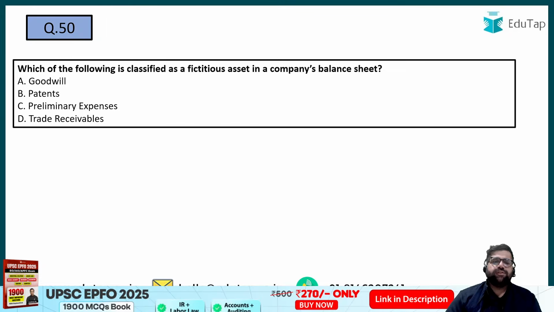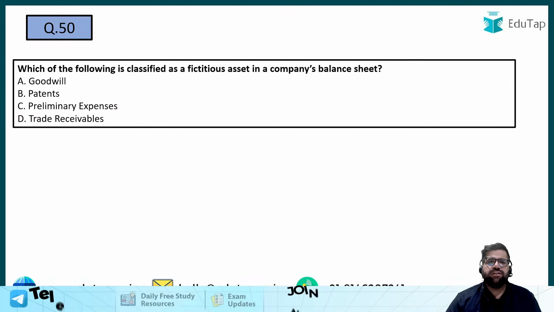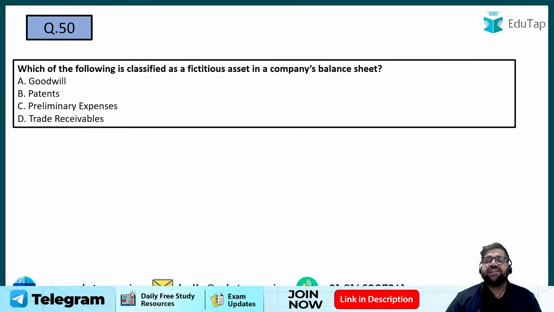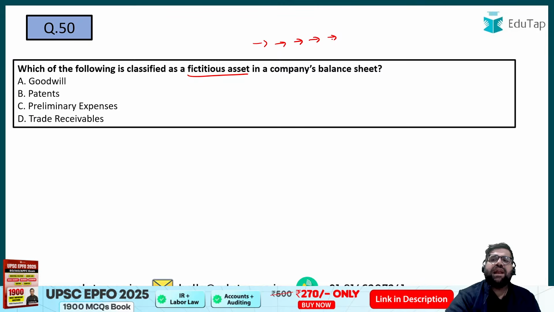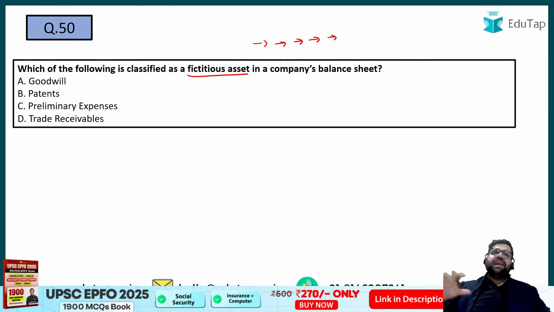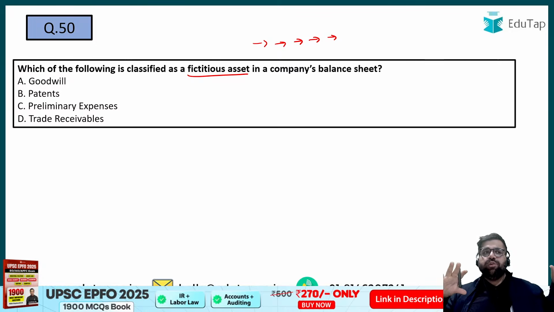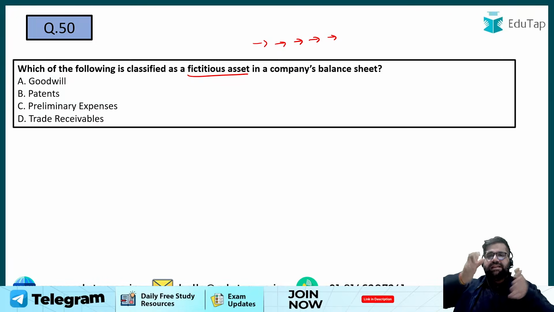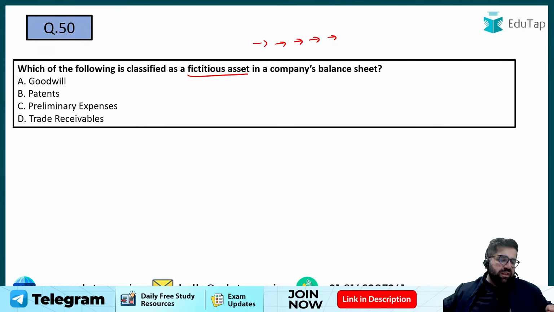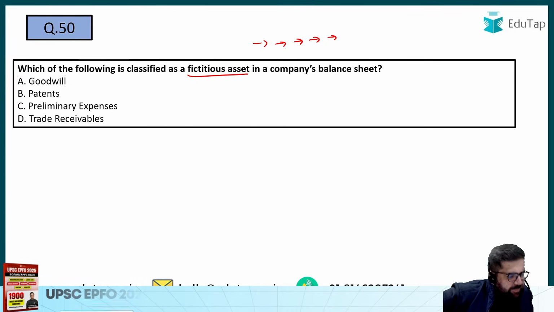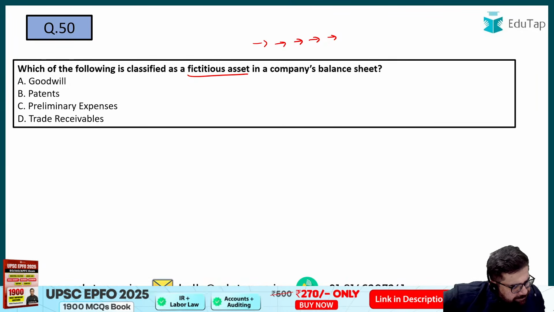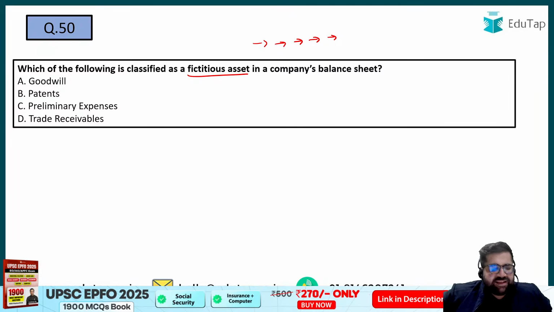The 50th question of the class. So we have finished 50% of the questions. Which of the following is classified as a fictitious asset? A fictitious asset is a kind of asset which I am just carrying forward so that I can write it off. A very big expense cannot be shown at once in our books of accounts, so we show the amount in small parts. That is known as a fictitious asset. The first answer I am getting is trade receivable. Then preliminary expenses. Then goodwill.